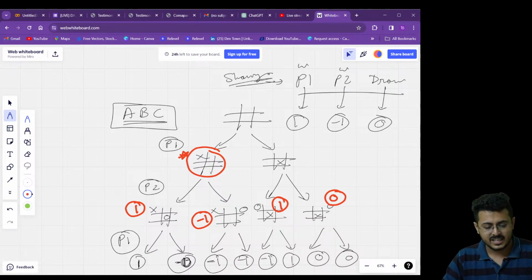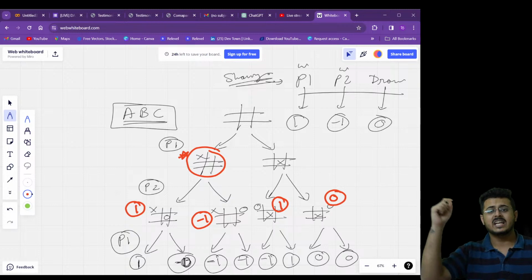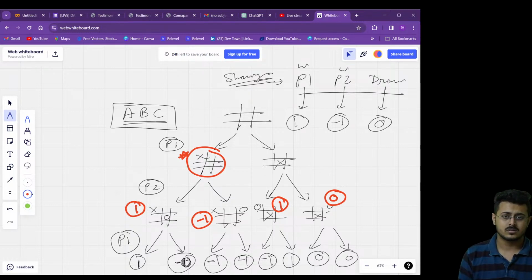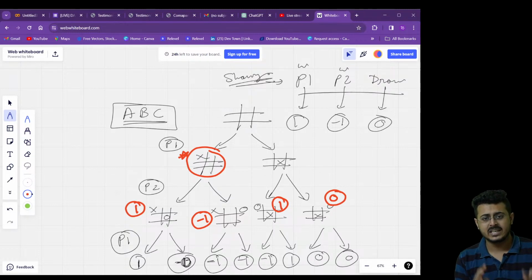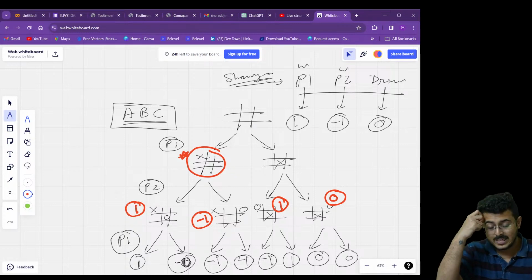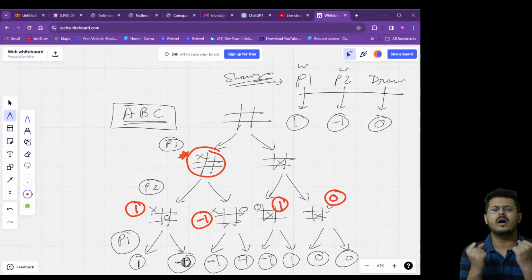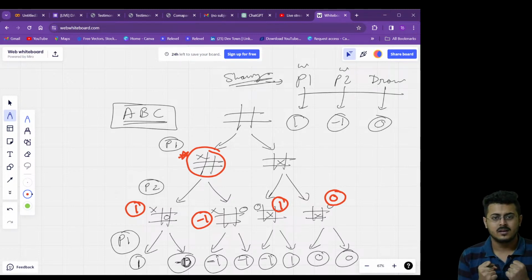Okay, so right over here, it will be player 2's chance. Now it is our enemy's chance. Is the enemy playing to win or lose? The enemy will also be playing to win at the end of the day. He will also try that, no matter what, I need to win. That is his aim as well at the end of the day.